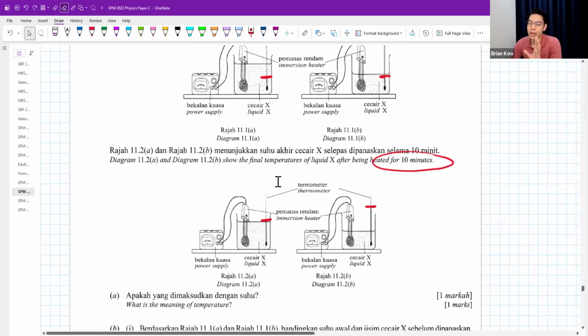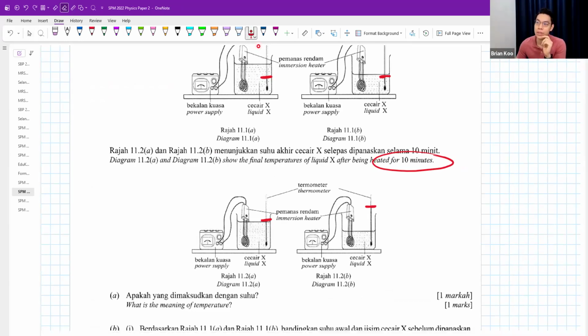I can kind of tell already looking at this question what they want to test. Imagine you have a very big pot of soup and a very small pot of soup. If I heat with the same amount of heat, 10 minutes later the small pot of soup, because it's smaller, will of course become much hotter. The big pot of soup will not be as hot because you need to heat up a lot of liquid.